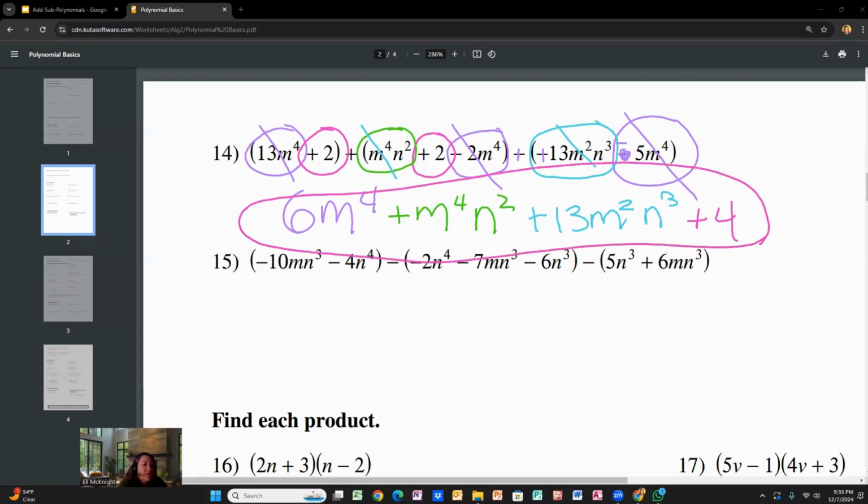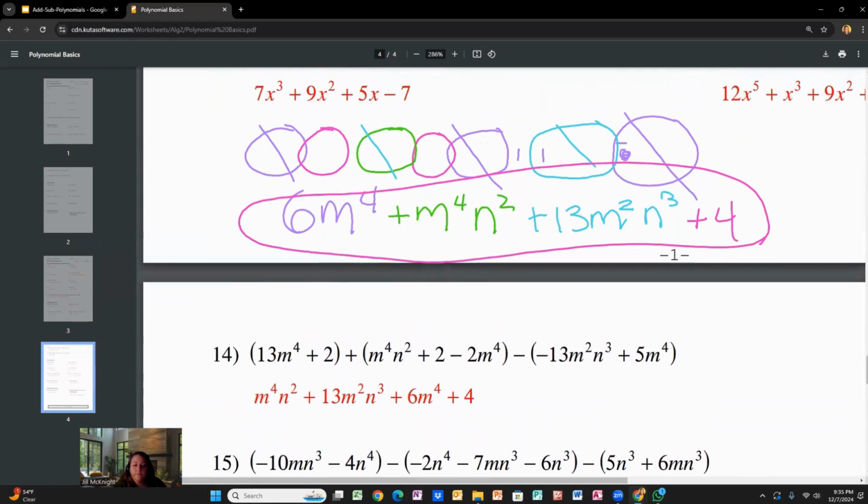Let's double check number 14. All right, so they wrote it in the correct order because you see how the m to the fourth n squared is first? That's because it has the largest exponents, because 4 plus 2 is 6. So they wrote that one first. So that's good. We have that.